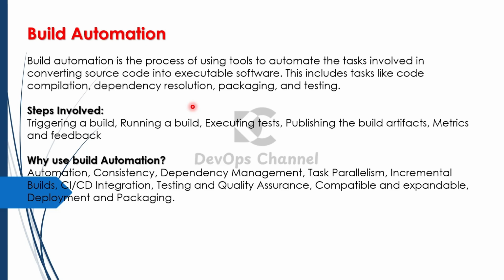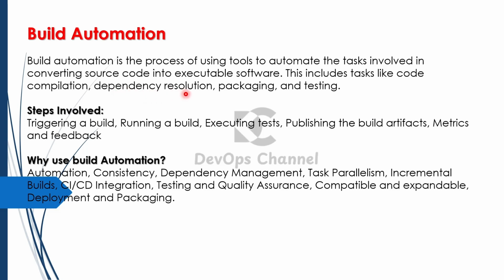This executable software is portable, meaning if you package this jar or war file, it can be given to or integrated with other pieces of software. Whenever you execute the jar or war file, it will work as an application. This process includes tasks like code compilation: it will compile the code, create binary form if needed, and do any object file conversion. Then it has dependency resolution.